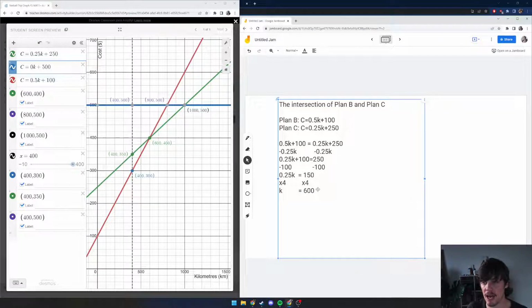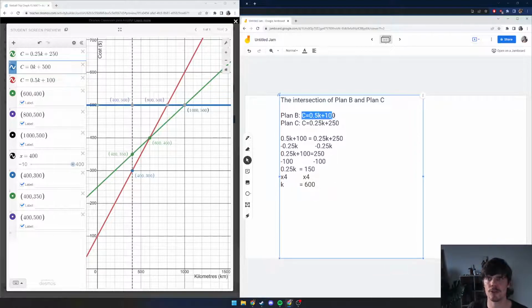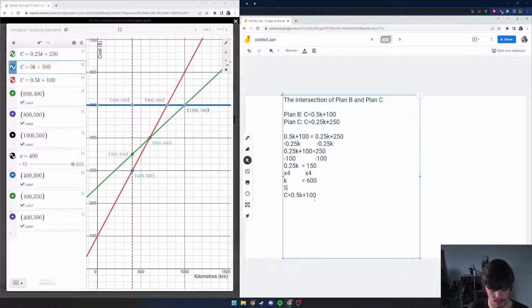Let's solve the other. We're nearly there. So k equals 600. We then just substitute it back into one of these plans. This one looks the easiest. So substitute back into that one. So 0.5k. Well, k is now 600.